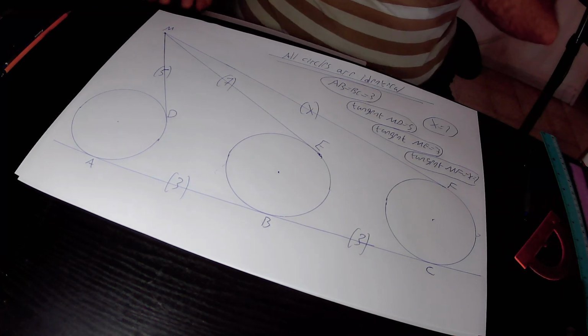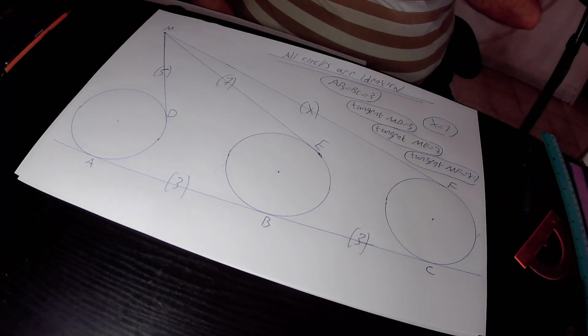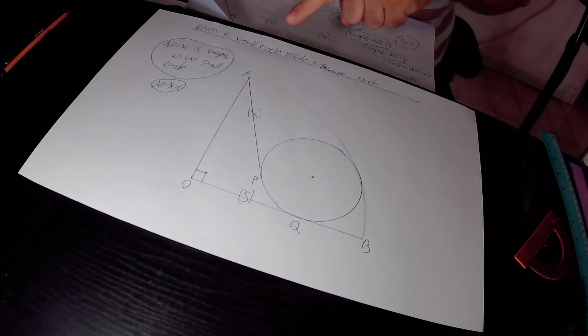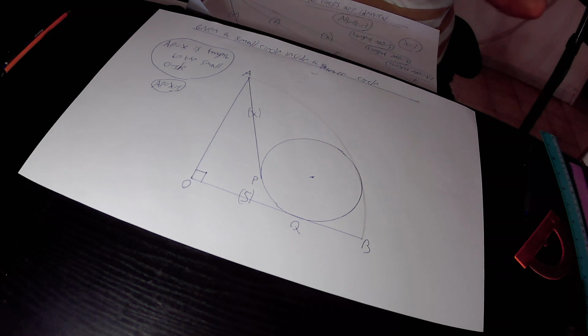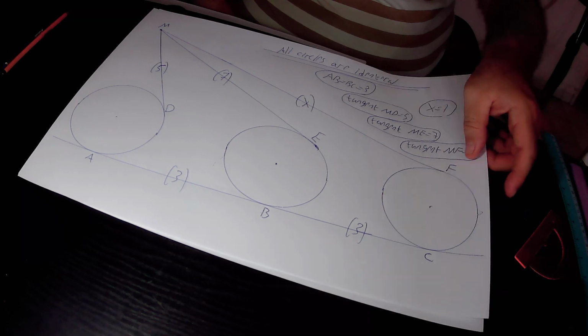And now in this lecture we'll answer two questions. In the first question, we find out the length of this tangent MF, which is equal to x. In the second question, we find out the length of this tangent AP, that is also equal to x. So let's start with the first question.